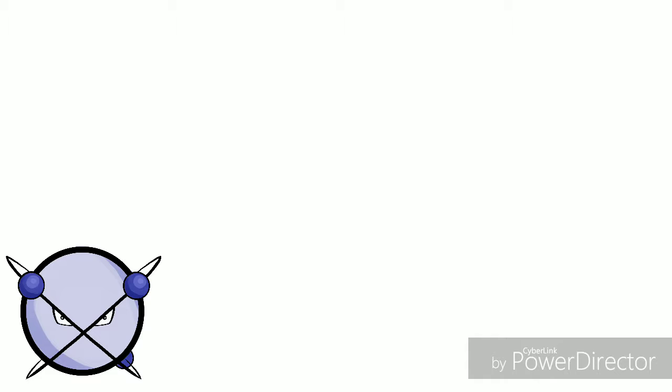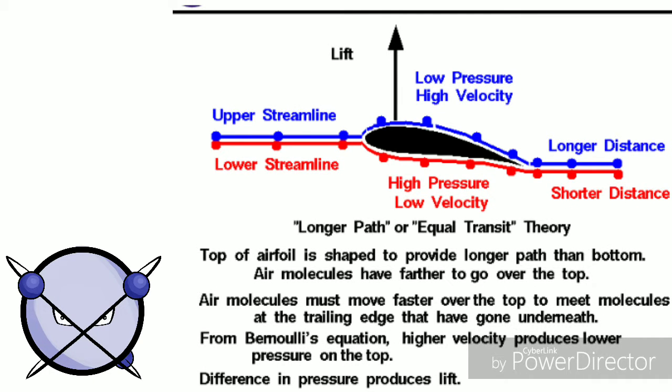Lift is best described in two parts. We'll start with the pressure differential, which is what Bernoulli's theory focused on. Here we have a cross-section of a wing. What happens is that as the air hits the leading edge of the wing, it cuts through, pretty much. The air moving over the top is forced to move faster than the air underneath. This creates an area of low pressure on top and higher pressure underneath.